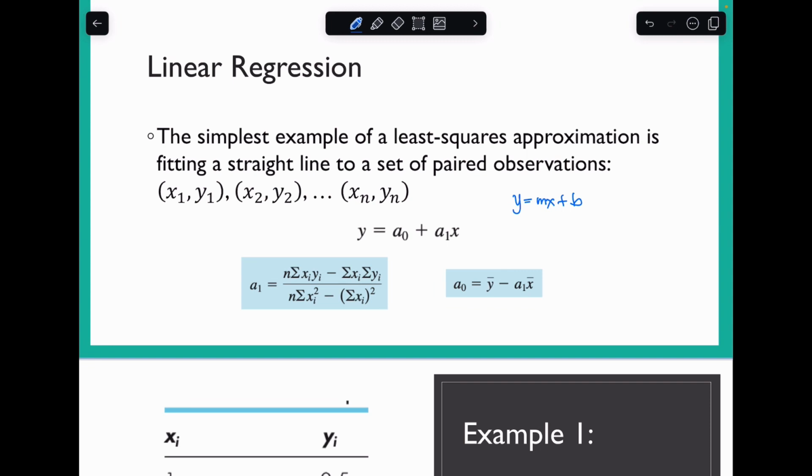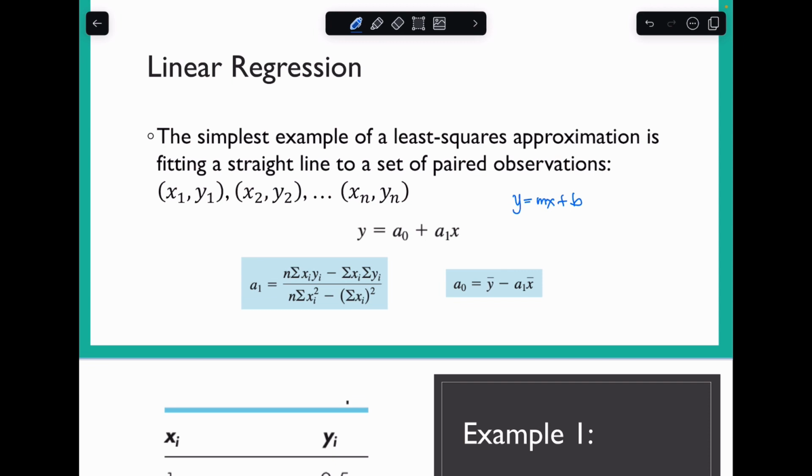Now, there is a derivation on how to find the values of a sub 0 and a sub 1, depending on the number of data points that we have. The more data points we have, the better we can represent the given data points with their equivalent best fit line. So a sub 1 can be taken as n, where n corresponds to the number of data points, times the summation of the product of x sub i and y sub i.